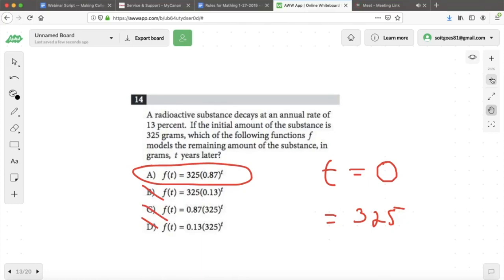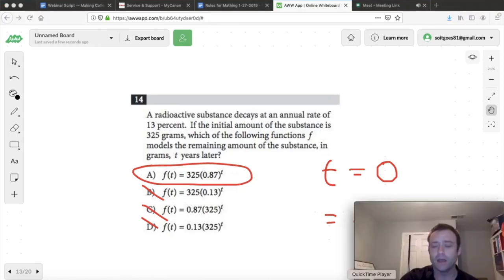Again, we'll talk about percent increase and decrease and functions for that matter on the day 4 section. But here again, you can just plug in values and kind of make it concrete. Any questions about that?